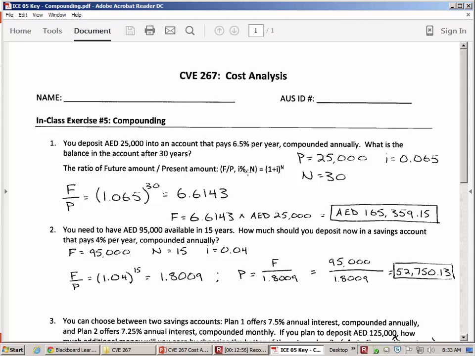Now, it's important not to round off too early, because you're going to report your answer. Let's see how many digits we've got in our answer. If the final answer is 165,359.15, that's 1, 2, 3, 4, 5, 6, 7, 8. And so we should have 8 digits. Now, I've rounded it off on the paper, but I kept all the digits in my calculator. So don't say 6.6 is the ratio, because if you say 6.6, then everything after the first 2 decimals here is going to be different from the actual answer.